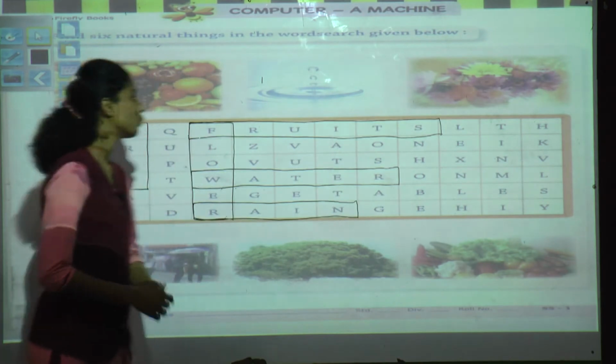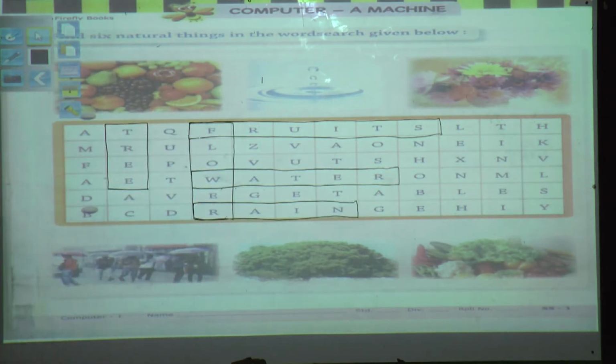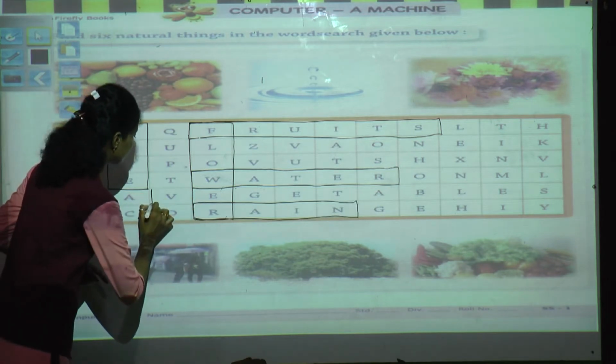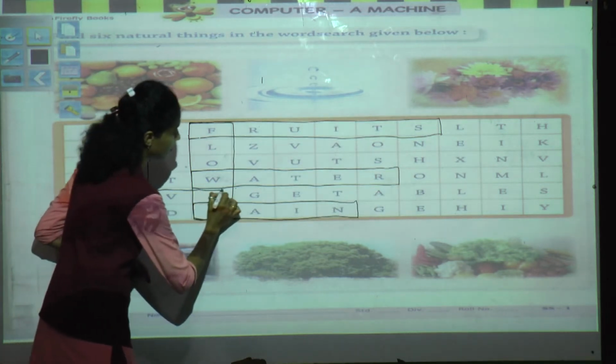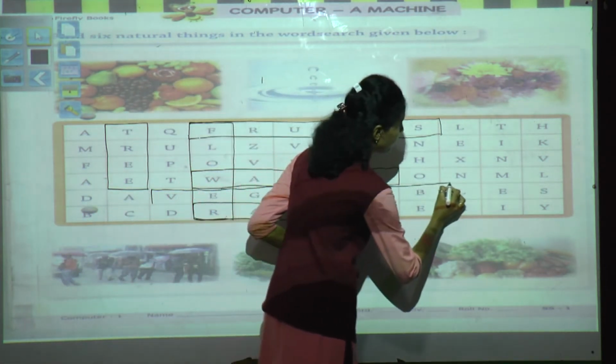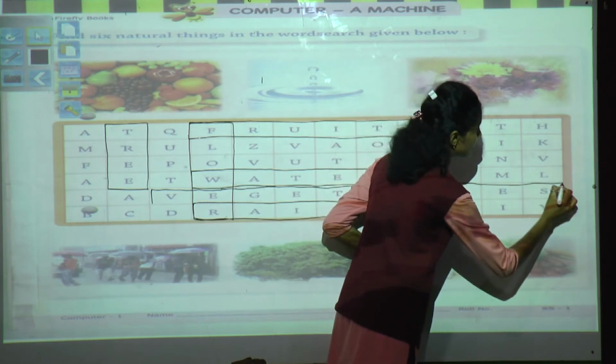And now what is the last one? It is vegetable. What is this? Vegetable. Where is the spelling of vegetable? Yes, good. V-E-G-E-T-A-B-L-E-S. Vegetables. Where can we see the spelling of vegetables? Here.